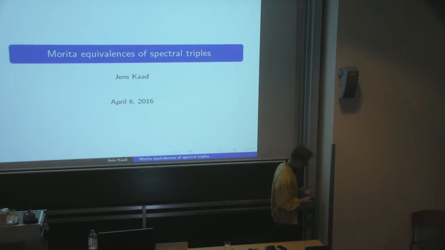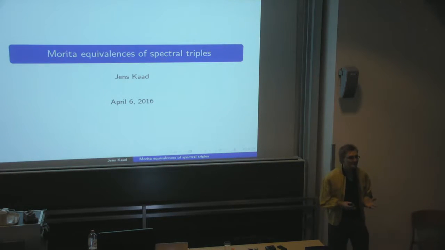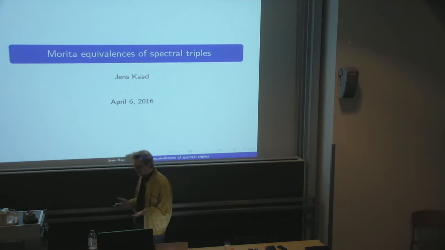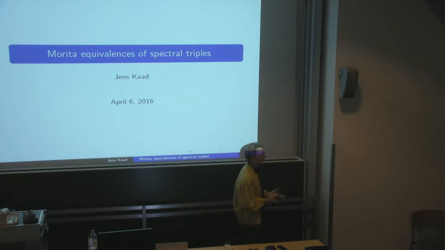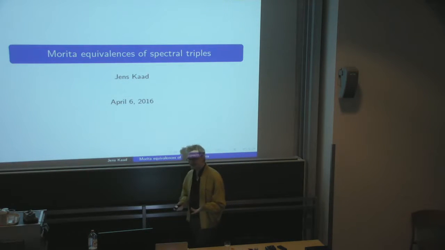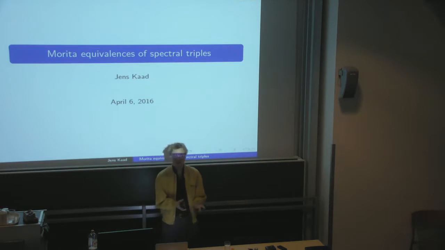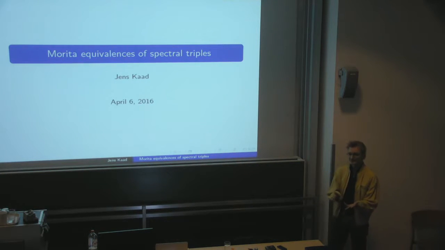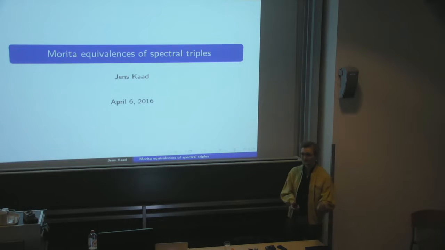So if this point of view is accepted, I think it's very natural to ask the question: when can you say that two algebras are the same as noncommutative geometric objects? That is, when do they admit the same spectral triples? Or when is there a bijective correspondence between the spectral triples over one algebra and the spectral triples over the other algebra?